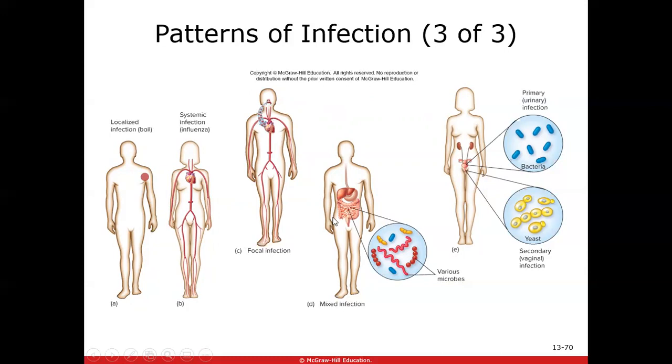Okay? Then you can have mixed infection. If you get a disruption in your gastrointestinal area, there are various microbes, and so multiple microbes will infect at that area. And then this is where you have a secondary infection. Like if you have a bacterial infection in the urinary bladder, and then you may get a secondary yeast infection in the vagina because you treated the bacteria in the bladder, and it kills all the bacteria. Now the beneficial bacteria in the vagina are dead, and the yeast overrun the vagina because it does not have the bacteria to hold it in check.